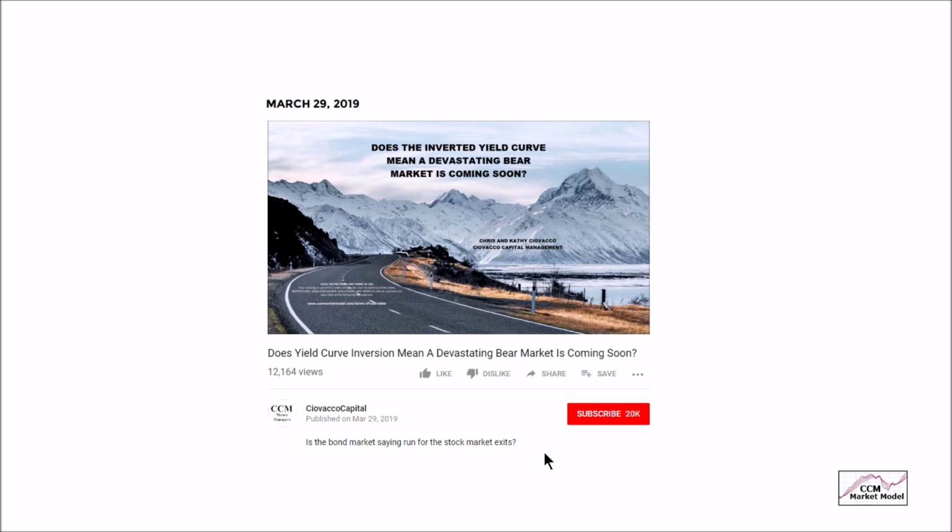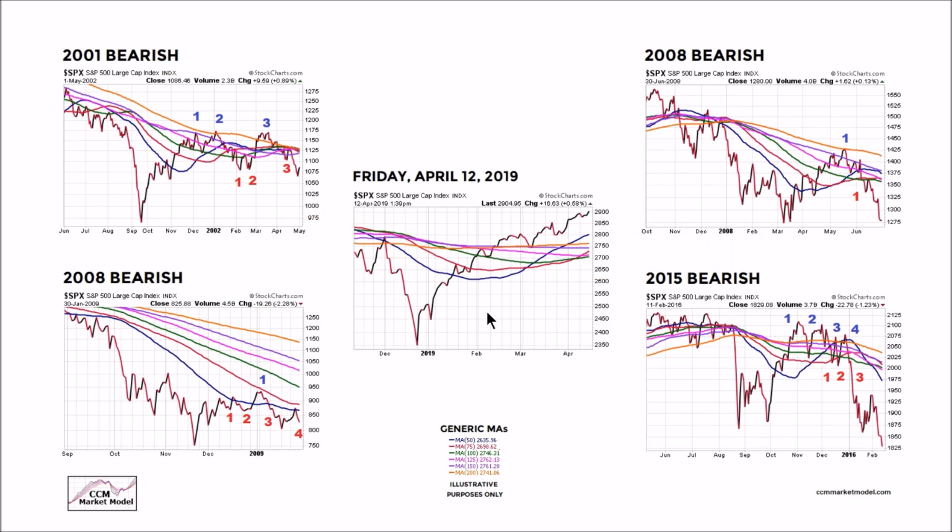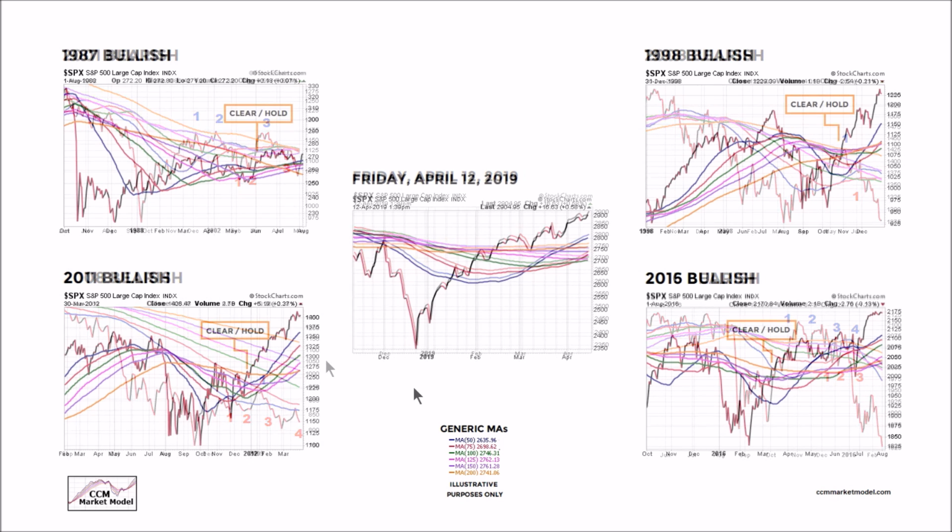A logical question might be, what about the yield curve? That question was answered on March 29th. If we revisit our bull-bear roadmaps that we started covering in a January 11th video, there's really not anything on our chart as of Friday, April 12th that contradicts this week's analysis.